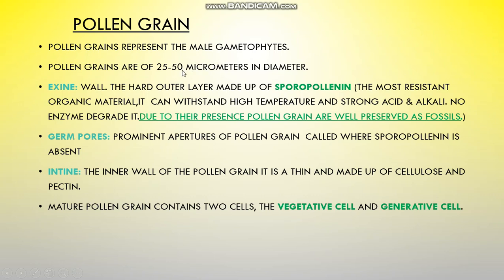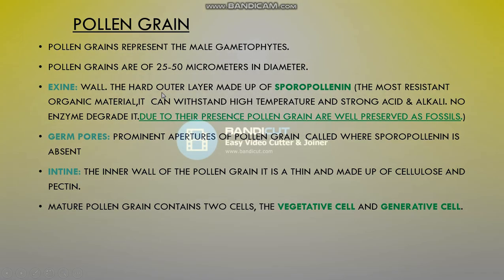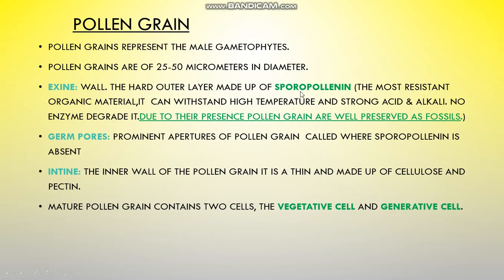The pollen grains of different species vary in shape and size. Their size varies from 25 to 50 micrometer. Now each pollen grain is covered with two walls. The outer wall layer is known as exine. This exine is hard and it is made up of sporopollenin.